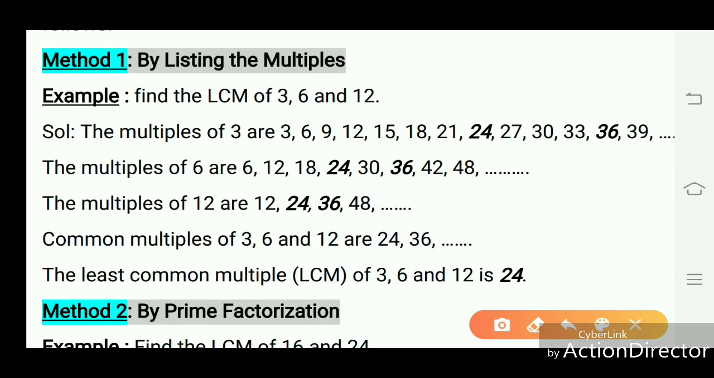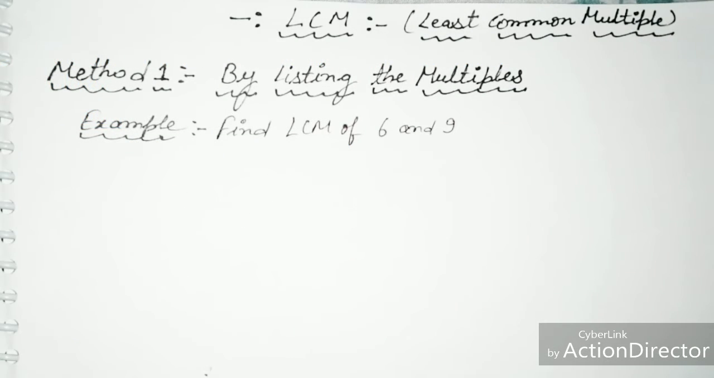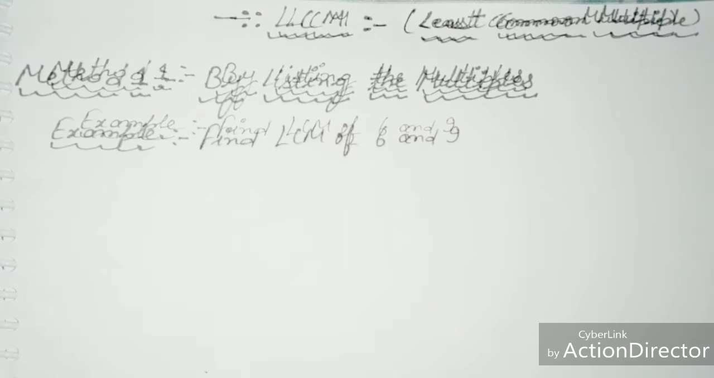Common multiples of 3, 6 and 12 are 24, 36 and other common multiples. The least common multiple, LCM, of 3, 6 and 12 is 24. Here we found the LCM of 3, 6 and 12 by using the listing the multiples method. Students, this is method number 1 to find the LCM of any two or more numbers by listing the multiples.